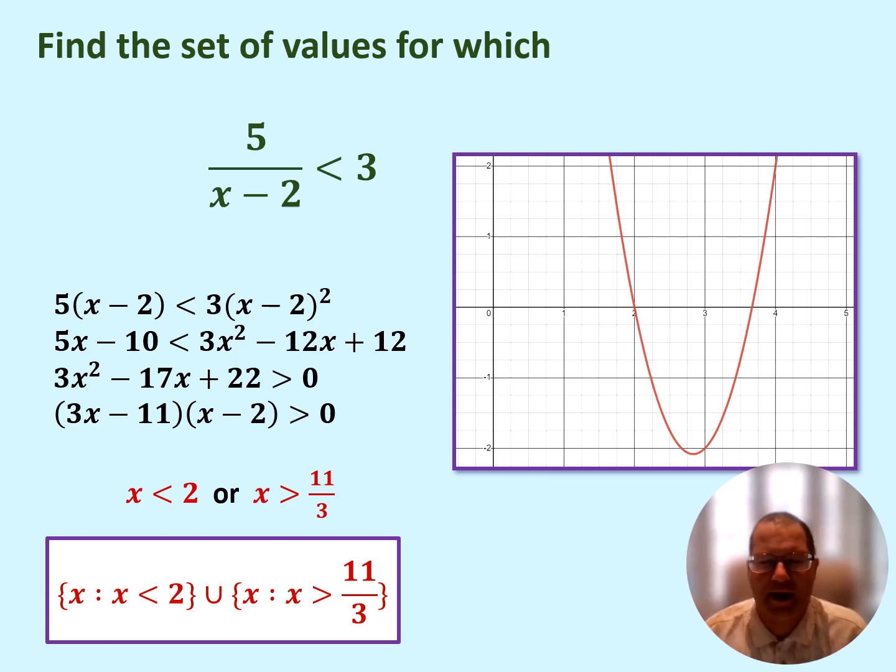So we can times it by x minus 2 squared. And if we do that to both sides, we end up with 3x minus 11, x minus 2 is greater than 0. So it's an either side, as we discovered on the previous slide. X is less than 2, x is greater than 11/3, and there is our solution in set notation.